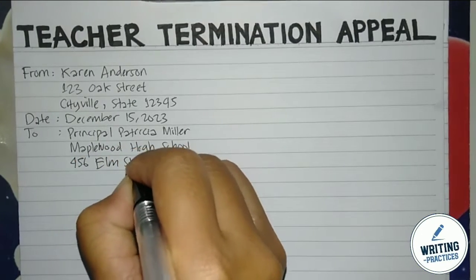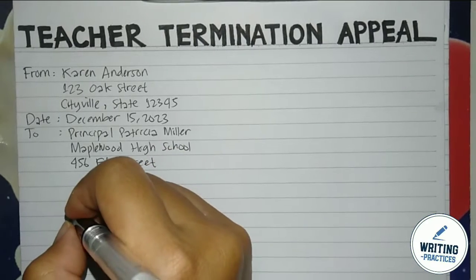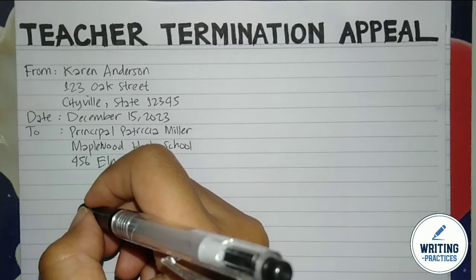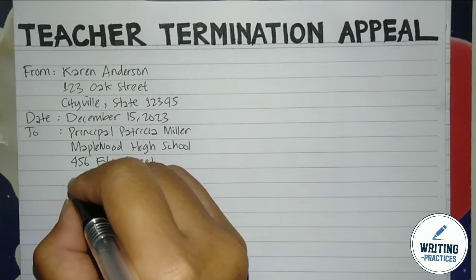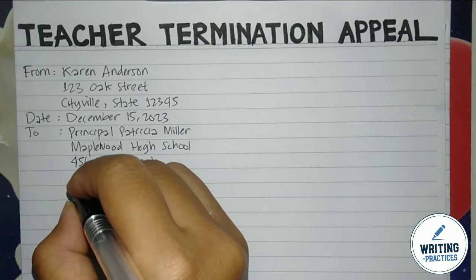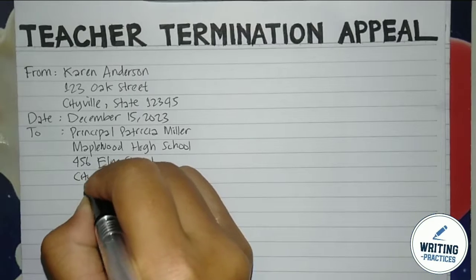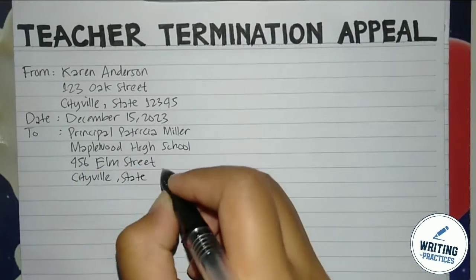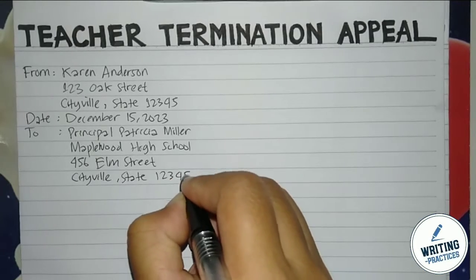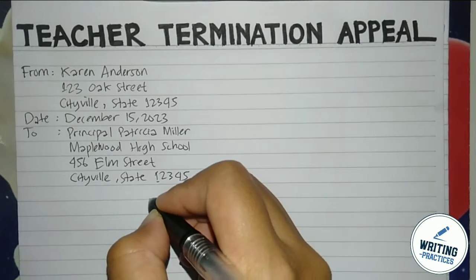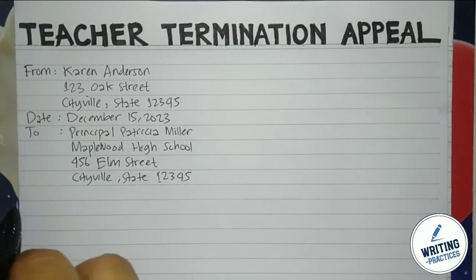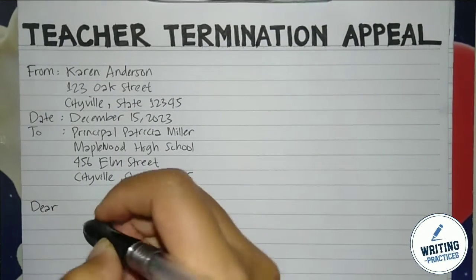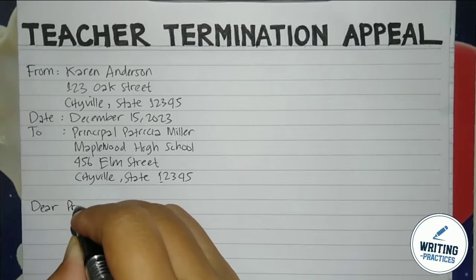After that, write the information about the recipient of this letter. The first one is their full name. Under it, write the occupation in the school, for example as principal. And then, write the name of the school or educational institution. After that, you need to write the address of the school or educational institution. Don't forget to mention the number, street name, city, state, and zip code. Now, you have completed the head of the letter.